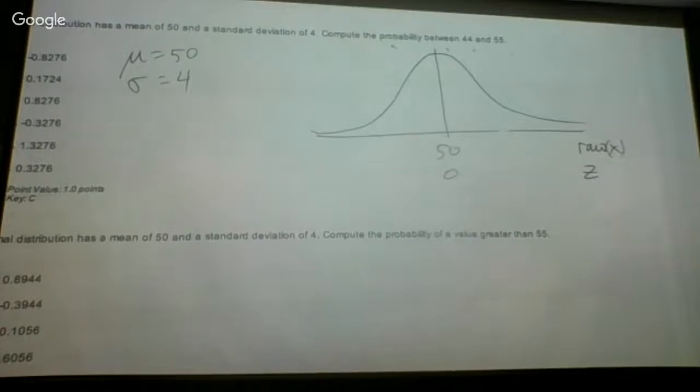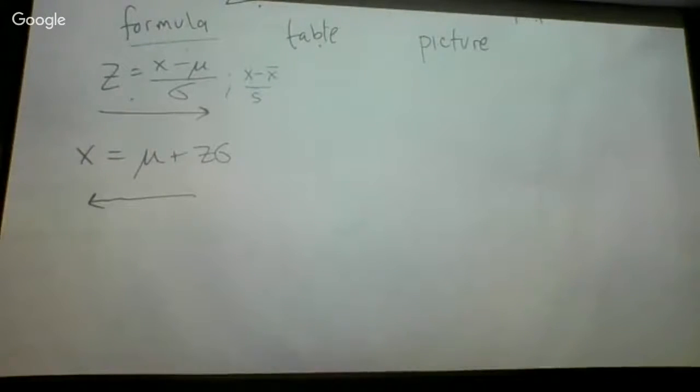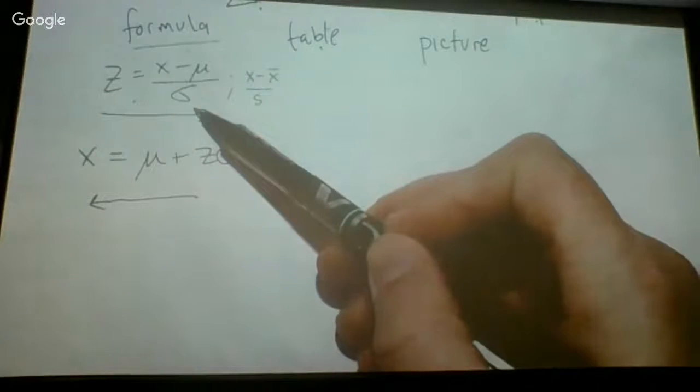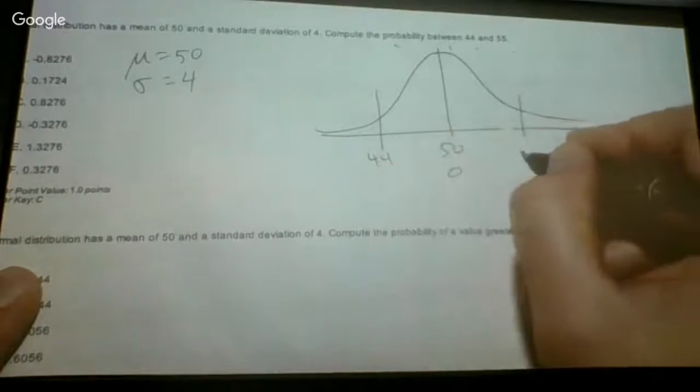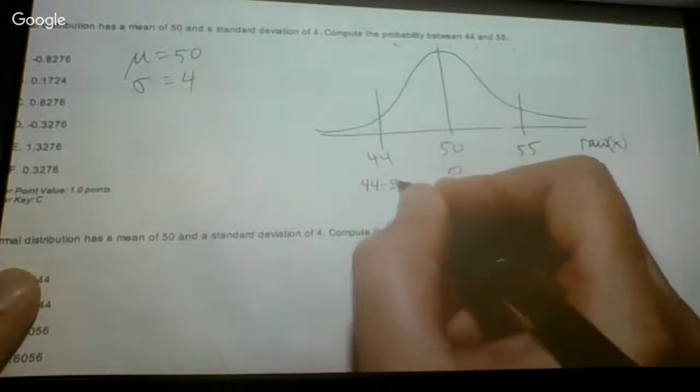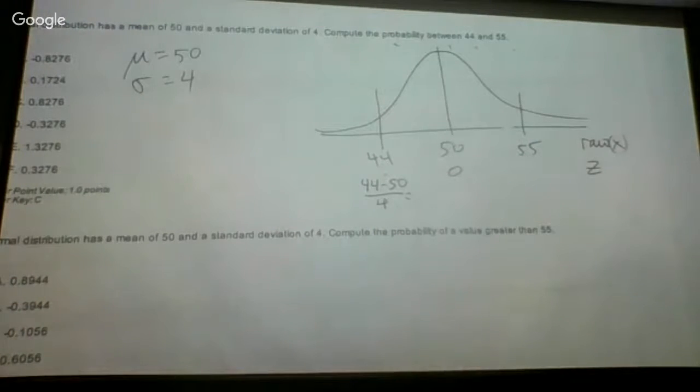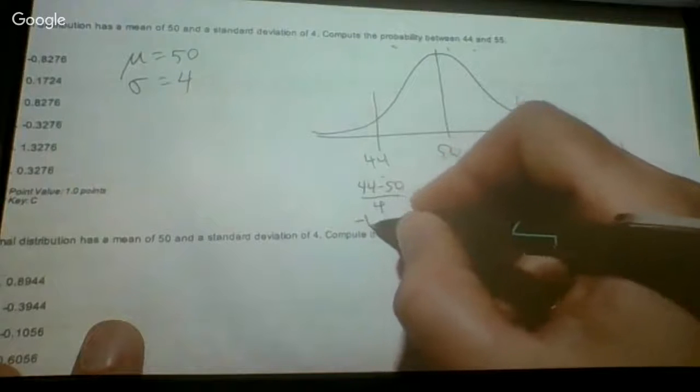Use the formula. Here's the formula. What's the mean? What's the standard deviation? 4. All right, so if I have both 44 and 55 on here, in order to find that z-score, take 44 minus 50 divided by 4. Is that negative 1.5? Seems like negative 1.5. Samantha, do you agree it's negative 1.5? Good, me too. Z-score is negative 1.5.